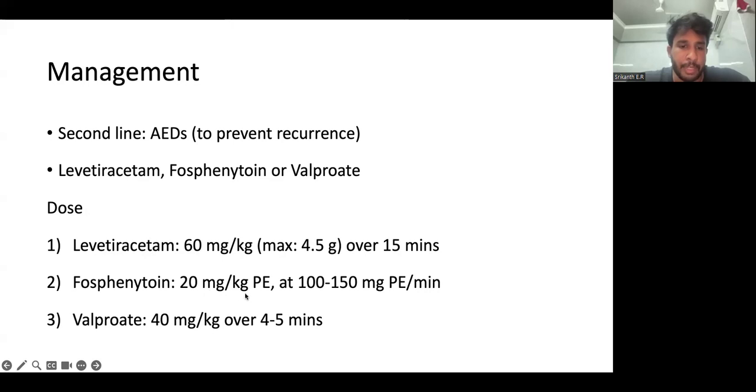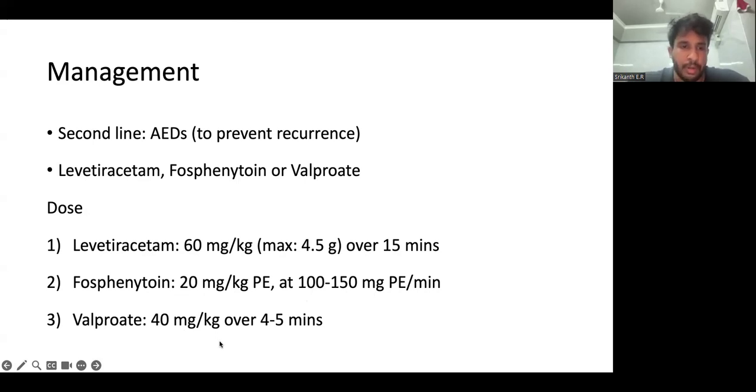Fosphenytoin is 20 mg per kg phenytoin equivalents at the rate of 100 to 150 phenytoin equivalents per minute. Basically, phenytoin is dosed at 20 mg per kg, and fosphenytoin is around 1.3 times that dose. And valproate is dosed at 40 mg per kg over 4 to 5 minutes.